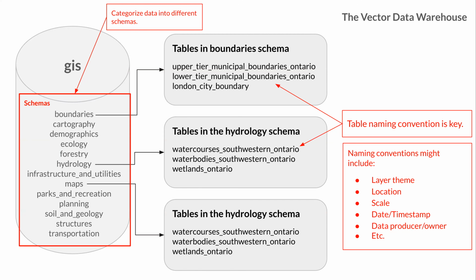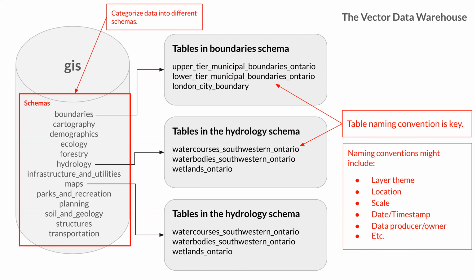Naming conventions are important. You notice here that I'm using lowercase snake case when I'm naming any of these tables, and I'm calling it upper tier municipal boundaries underscore Ontario for the province of Ontario. And I'm also doing London city boundaries here, where I'm defining the location as well as the data type. I try to put the theme first. I try to do something like water courses underscore and the geography of the data set itself. But you might also include things like location, scale, some sort of date or timestamp if that's important to the data set.